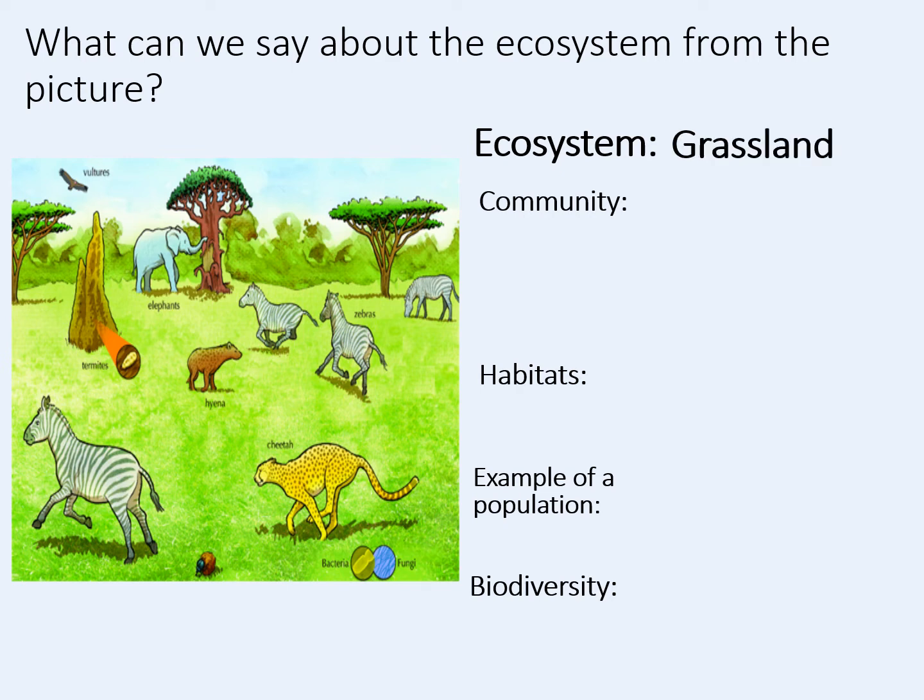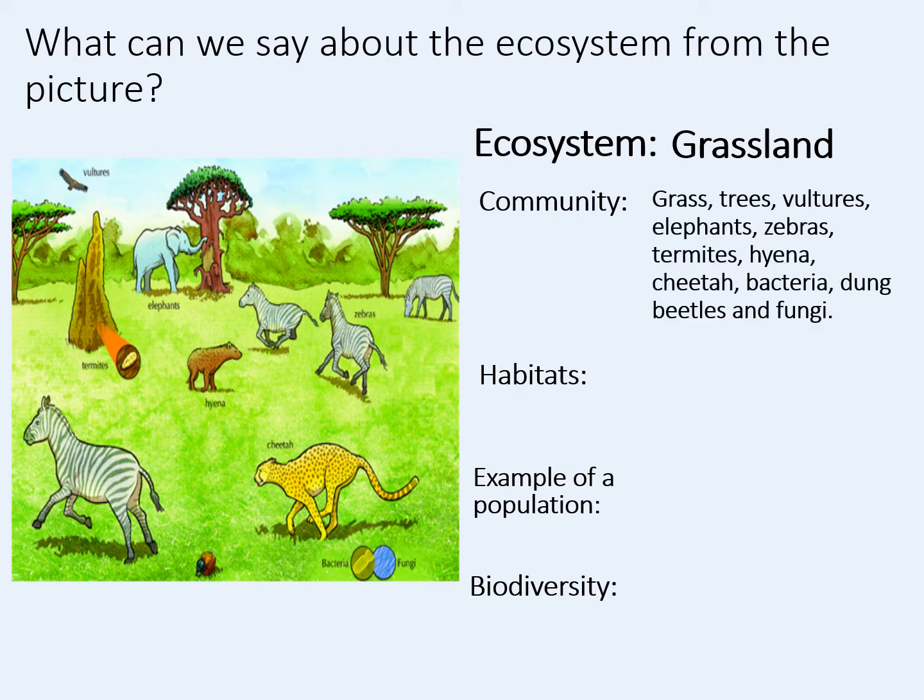The community would be all of the living things that live within it, so that would include grass, trees, vultures, elephants, zebras, termites, hyenas, cheetah, bacteria, dung beetles, and fungi. The habitats are the places where these organisms would live, so this includes trees, roots, leaves, branches, grass, nests, and soil.